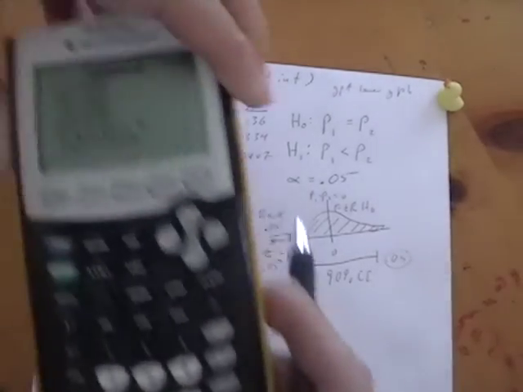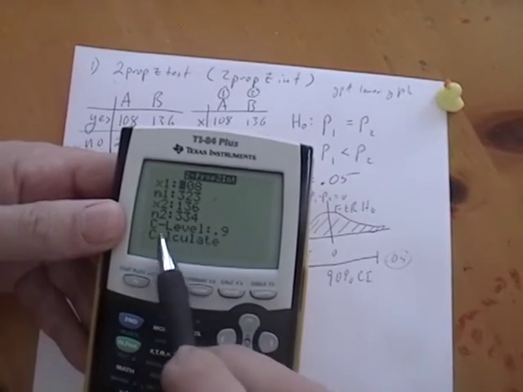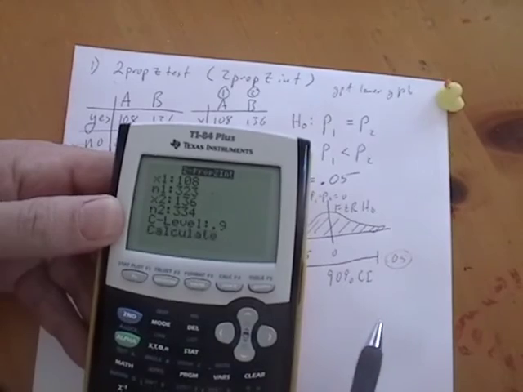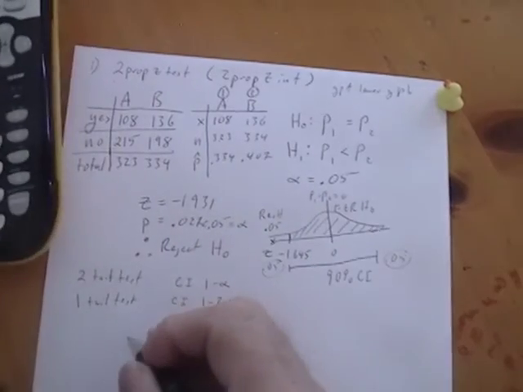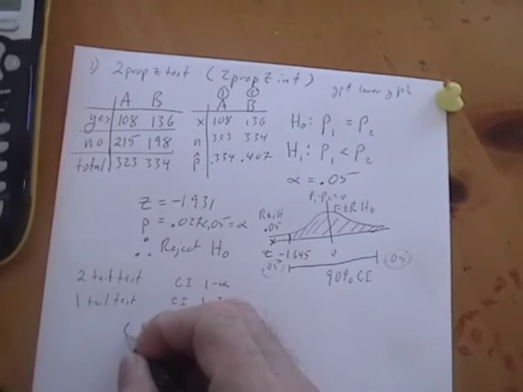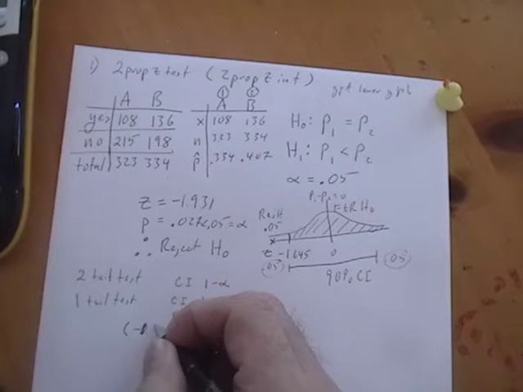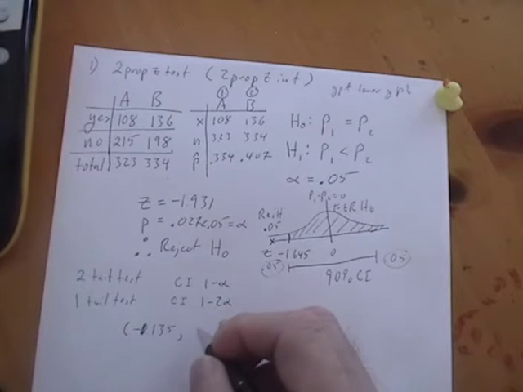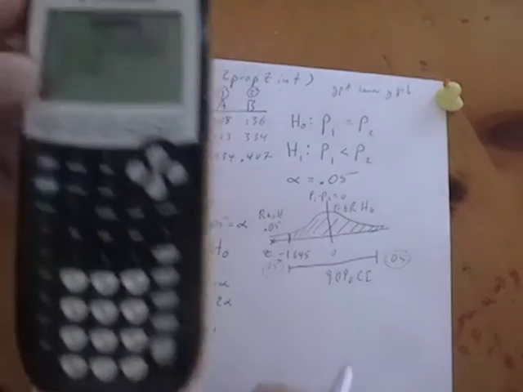So, I've entered everything in. I do have a confidence level of 0.90, so I'm ready to calculate. The confidence interval is from negative 0.135 to negative 0.011.